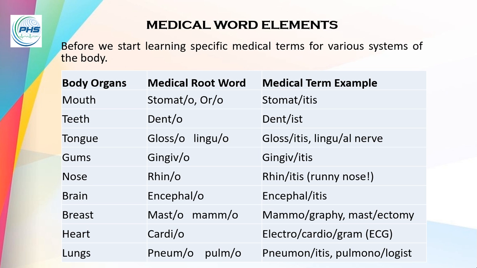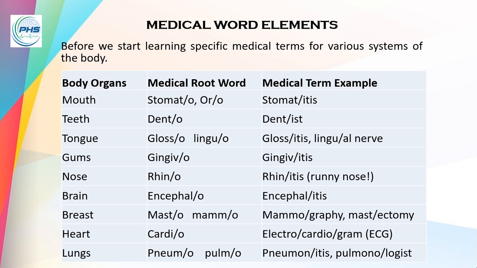Body organ gums, the medical root word is gingiv, and the medical term example is gingivitis. Gingivitis is gum disease with inflammation of the gums. Next, body organ nose, the medical root word is rhin. The medical term example is rhinitis, which is also called runny nose. The word description is rhinitis, that is irritation or inflammation of the nose.